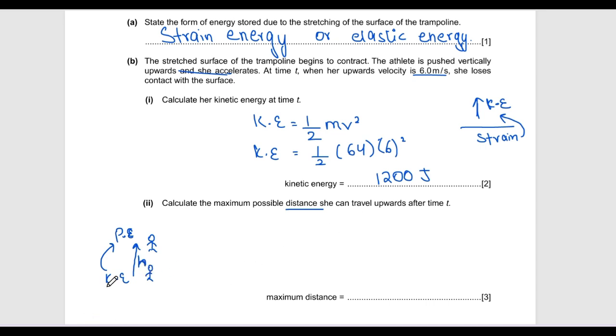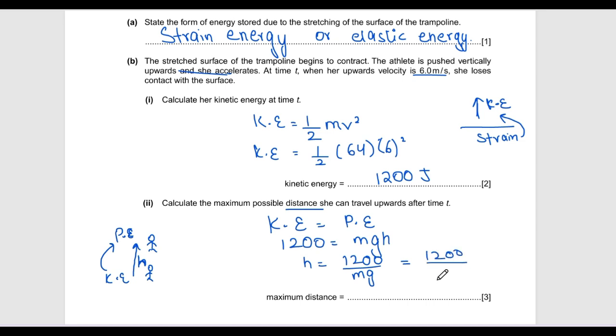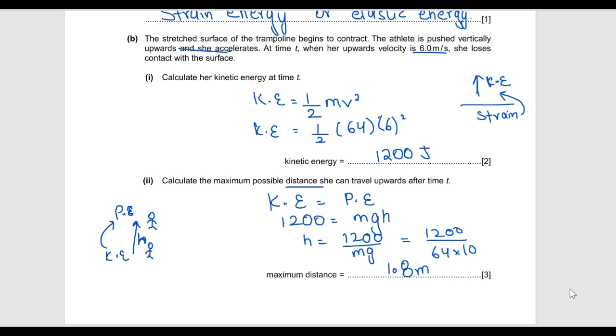What can we do? We know that these energies are interconvertible, so I will write kinetic energy equals potential energy, and then I'll write 1200 in place of kinetic energy that we have just calculated, and in place of potential energy I'll put mgh. Arranging the equation with respect to h, it would give me 1200 over mg, and then it would be 1200 over 64 times 10. Putting all these values into your calculator will give you 1.8 meters. So this is the final answer.